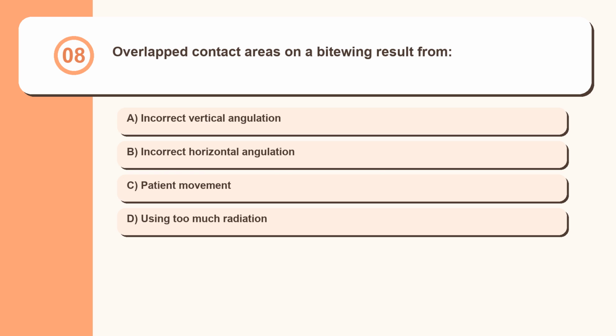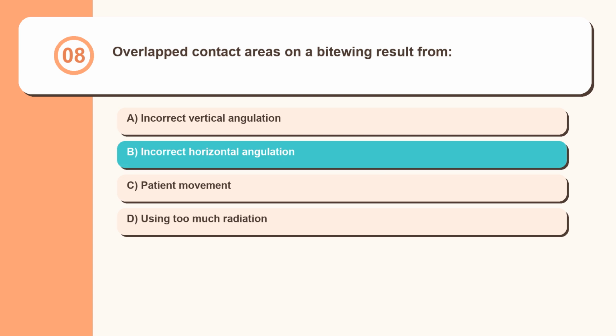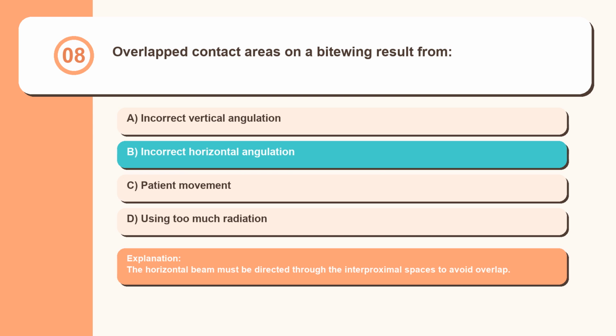Question 8. Overlapped contact areas on a bite wing result from incorrect vertical angulation, incorrect horizontal angulation, patient movement, using too much radiation. The horizontal beam must be directed through the interproximal spaces to avoid overlap.